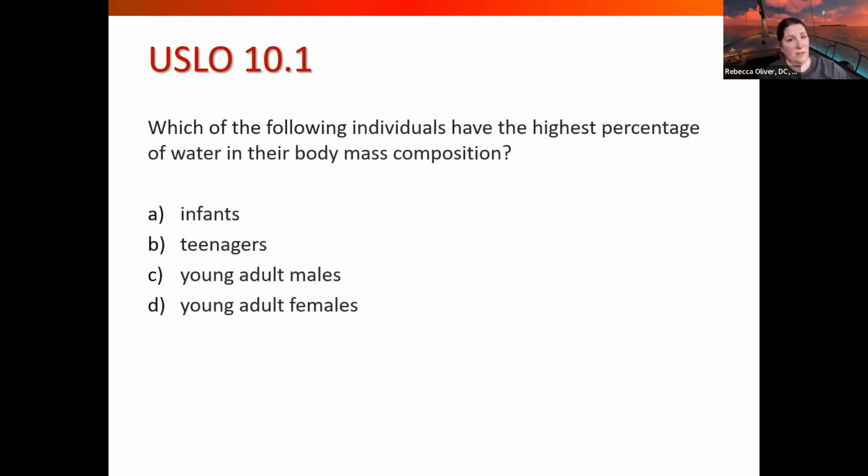Which of the following individuals have the highest percentage of water in their body mass composition? Who is the most water? Well, this was at the very beginning of the lecture, and hopefully you remember that it's going to be the infant. The infant doesn't have a lot of bone density. Remember, they're still dealing with a hyaline cartilage skeletal system that's starting to fill in with bone. They don't have a ton of fat. I know they look like it, but they don't. So yeah, it's going to be the infants.